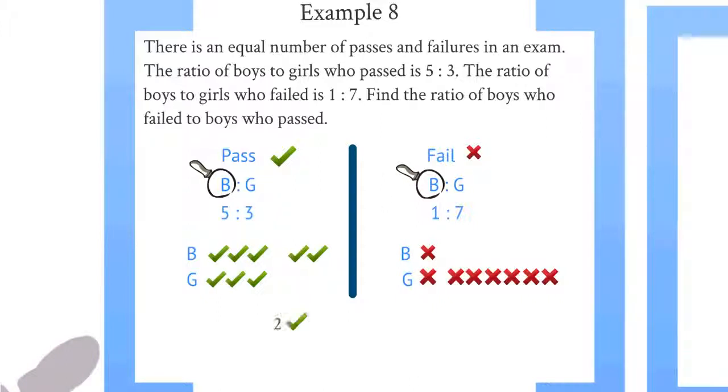And because of that, we can conclude that these 2 extra check marks here is equivalent to 6 crosses. And 1 check mark is equivalent to 6 divided by 2 crosses, which is 3 red crosses. Like that. Because in total number terms, these 2 columns are supposed to be the same, equal.